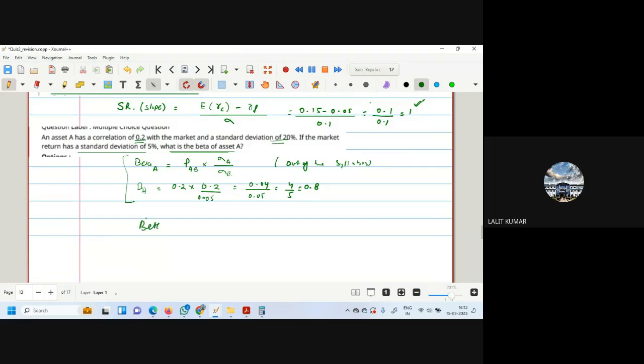The definition is beta of A is equal to the correlation coefficient of AB into sigma A over sigma B. So this is the formula. Please remember this formula. So this will become beta AB is 0.2 into 0.2 over 0.05. This will become 0.8. Is this okay? Beta formula?